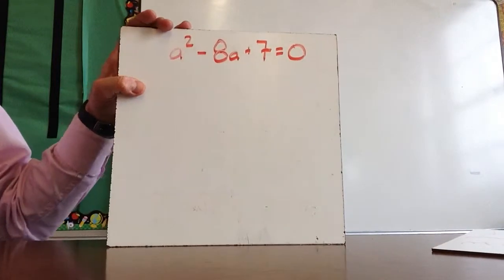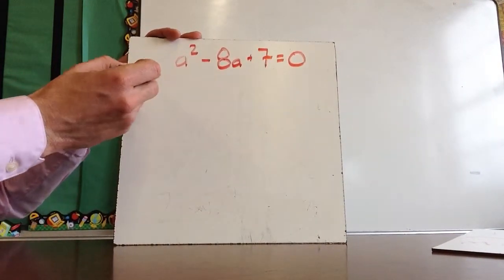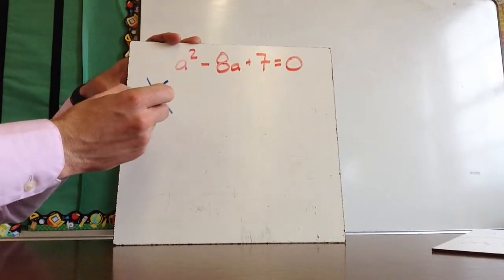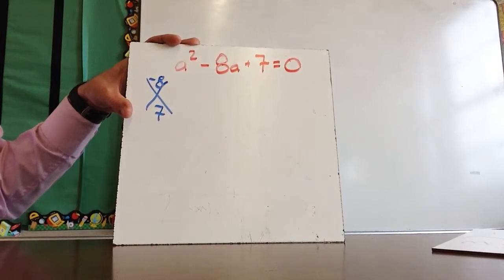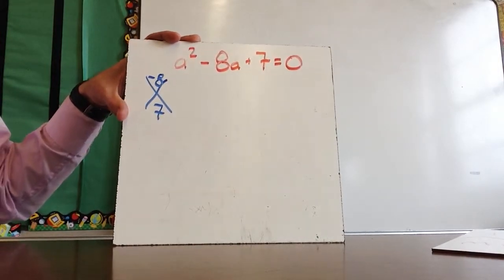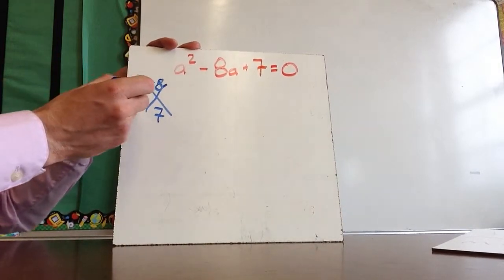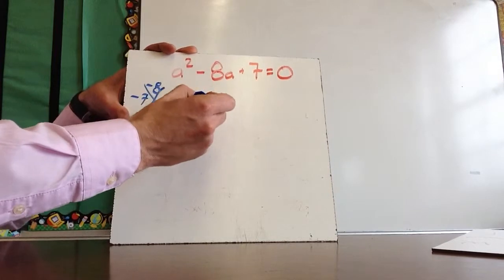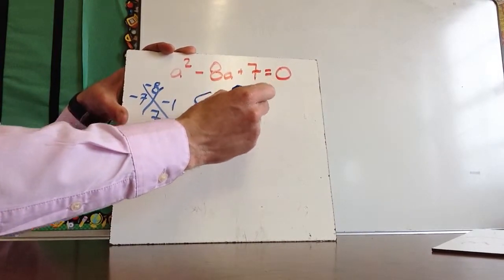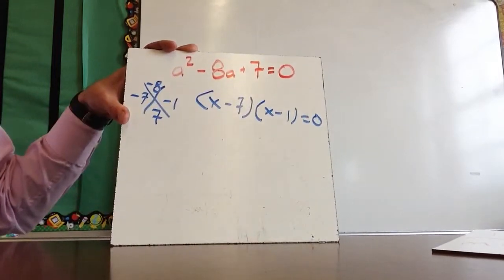All right, now I'm here. Once I'm here, what I'm going to do is that trick we talked about a while ago, where 7 is on the bottom and negative 8 is on top. I'm looking for two numbers that when multiplied together would give me positive 7, and when added together would give me negative 8. Those two numbers would be negative 7 and negative 1. So this is going to become x minus 7 times x minus 1 equals 0.